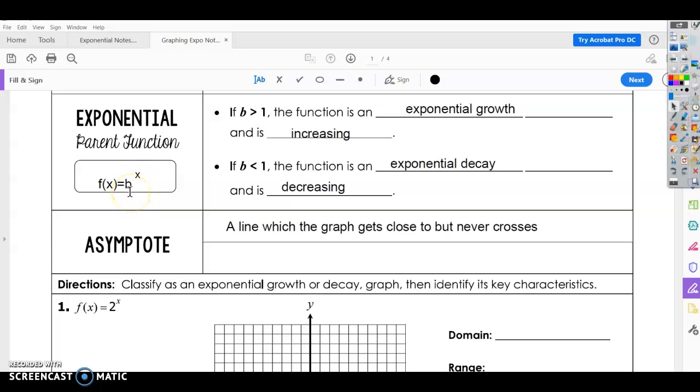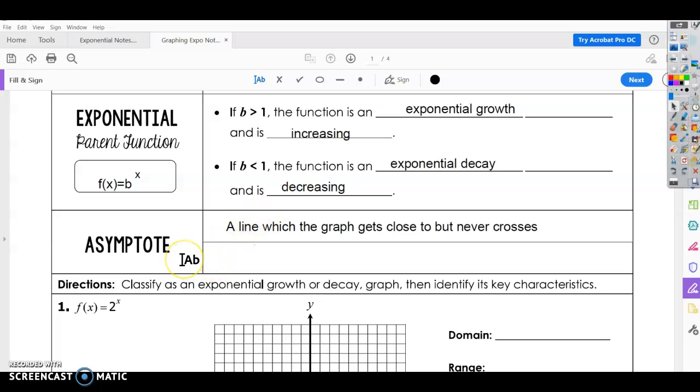So the parent exponential function is f of x equals b to the x power. And b is your base, and x is your exponent. And remember, when we're dealing with an exponential function, x will be in the exponent position. If b is greater than 1, the function is exponential growth, and it is increasing. So if it's exponential growth, the graph is going to go up. If b is less than 1, the function is exponential decay, and it is decreasing. So if it's exponential decay, the graph will be going down.